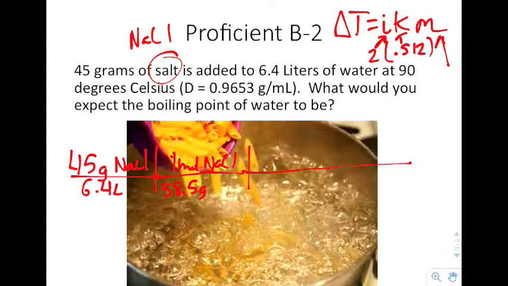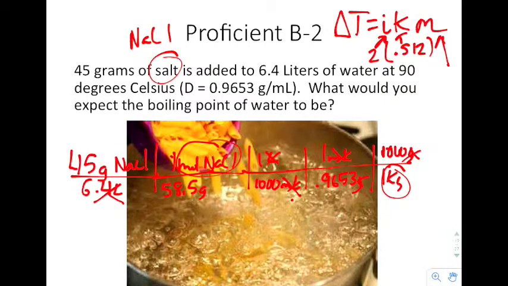So what you would do is you would say 1 liter is 1,000 mL. And now you can use the density. The density would be 1 mL is 0.9653 grams. Okay, once you've done that, you can now say, okay, well there are 1,000 grams in 1 kilogram, and that's for our particular solvent. Now we've converted, so now if you look, we went from liters to mL, mL to grams, grams to kilograms, and now I'm in moles per kilogram, which is exactly what I need for molality.